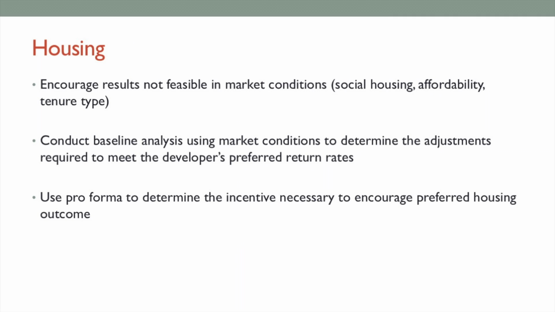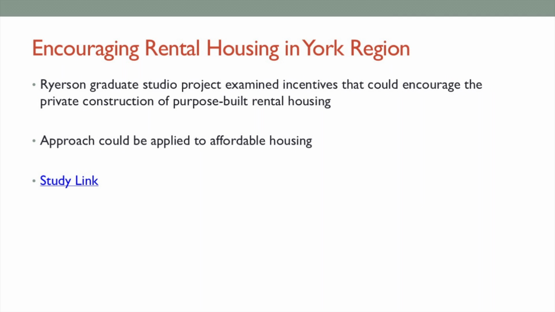I just want to go through, because I do a lot of work in housing, an example of how pro forma could be used to evaluate housing policy. So we want to encourage a certain type of housing construction. Affordability is one example. The best way to approach it is to do the baseline, the base scenario, and then figure out, through the pro forma, what's necessary to encourage the investment necessary to provide the housing through the private sector, and yet get that private sector the return they're looking for or desiring.